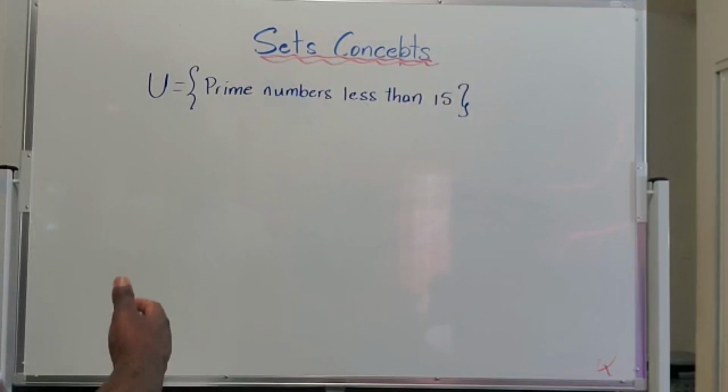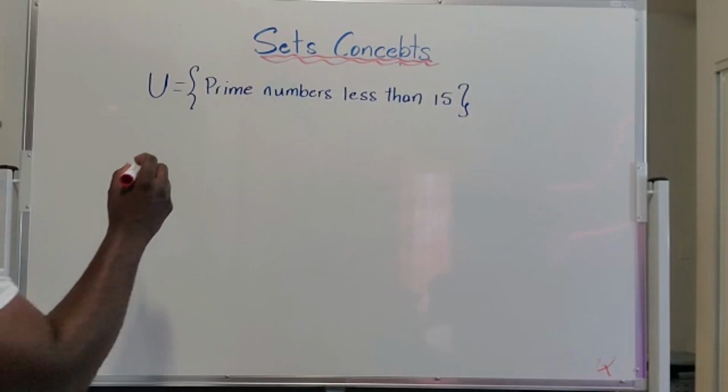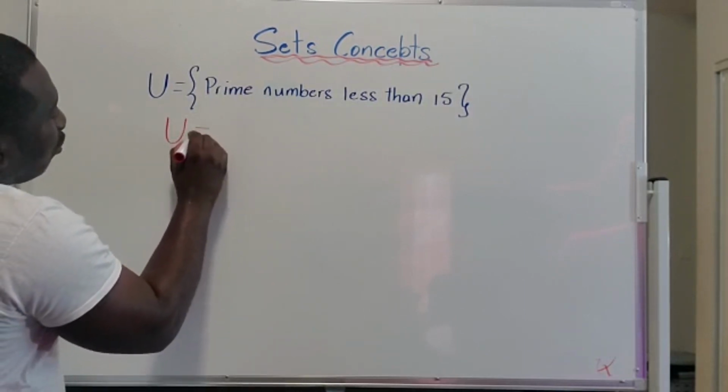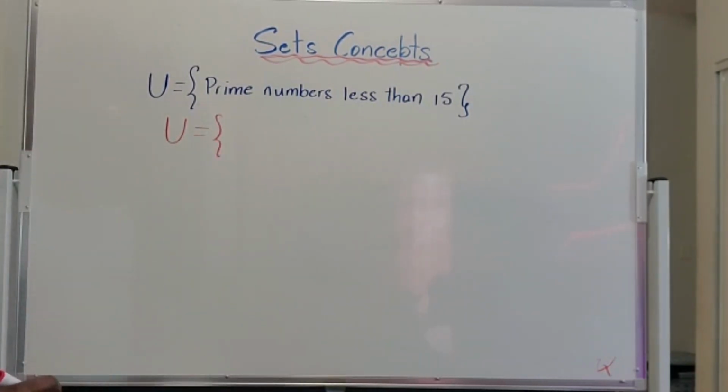And the first prime number, bear in mind, is the number 2. So always bear in mind that 2 is the very first prime number. Now what we need to do is to list all the elements that consist of it. So I'll be going ahead and listing what the universal set should look like. Our universal set consists of prime numbers that are less than 15.